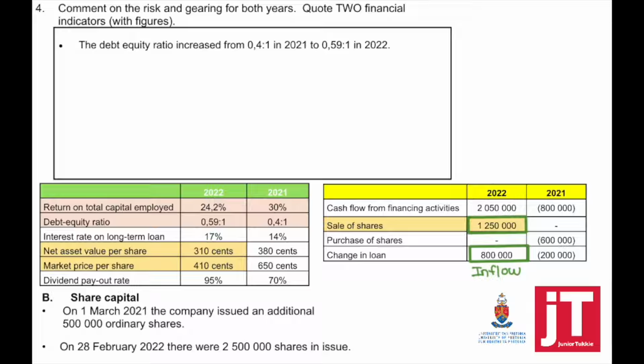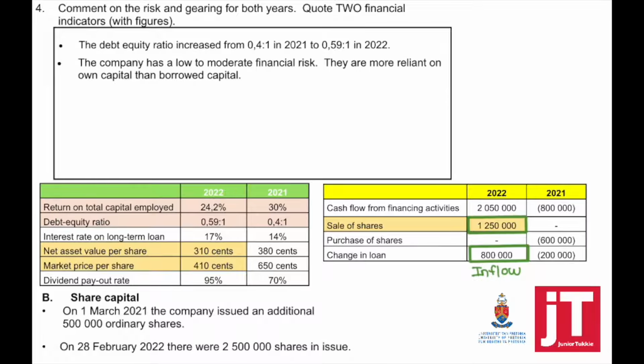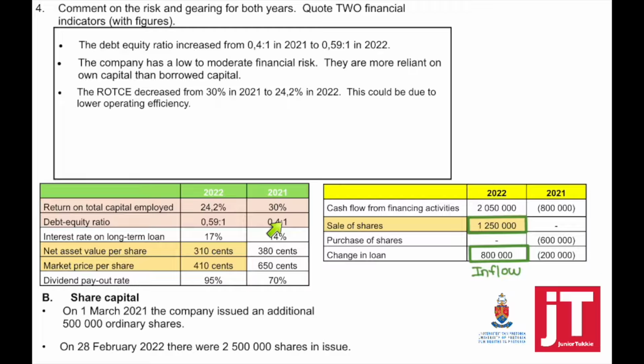So quote the figures, and indicate if there's an increase or decrease. The company has a low to moderate financial risk. We are still more reliant on own capital than borrowed capital. The return on total capital employed, what happened with it? It decreased from 30% to 24.2%.